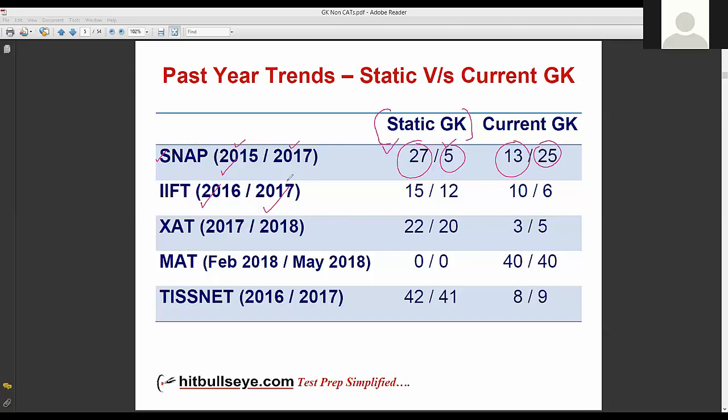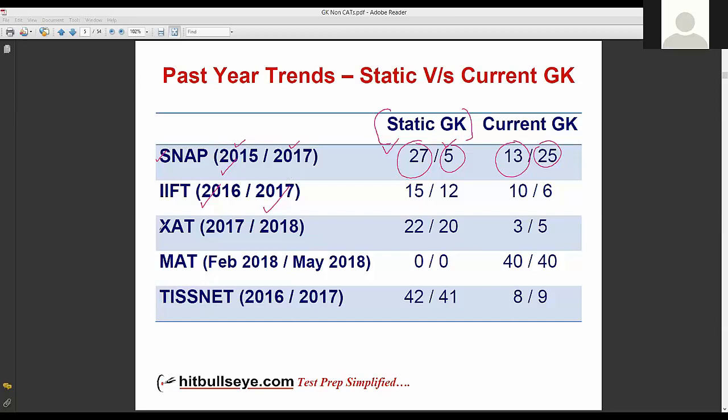Next is IIFT 2016. Okay. Somewhat we can say that it is slightly predictable. However, IIFT is one of the most unpredictable exams, as you all may be knowing. So there is no pattern that emerges in terms of divisions between static GK and current GK in IIFT as well.